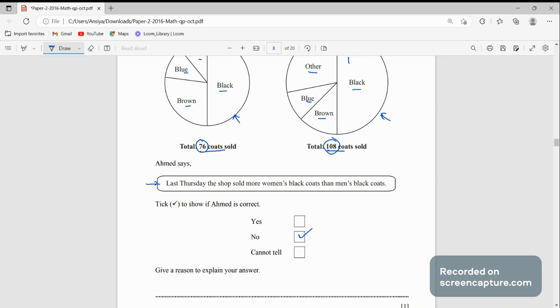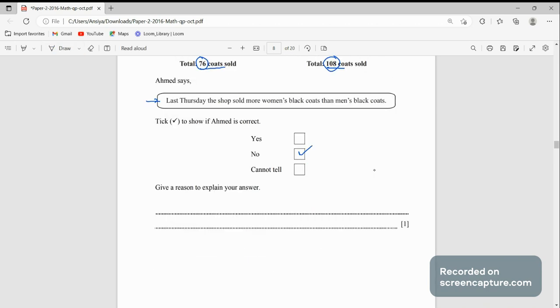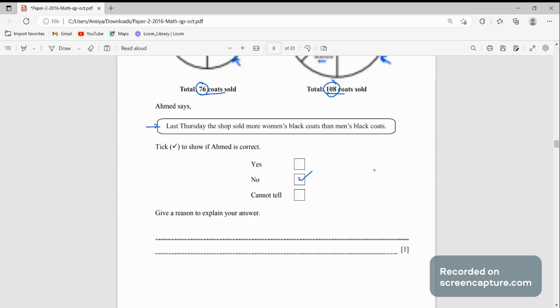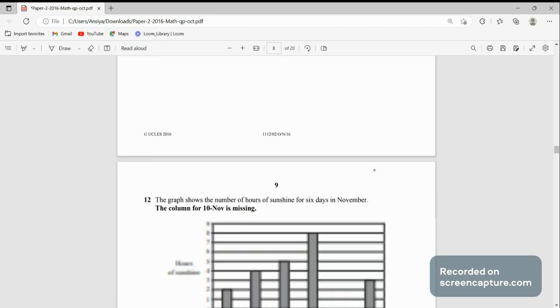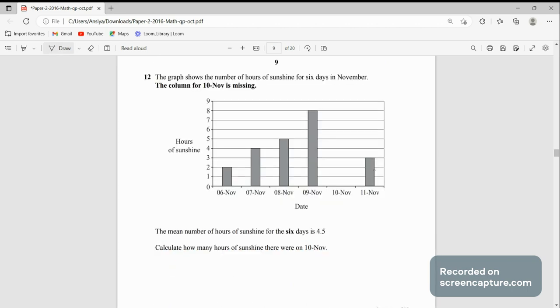So my answer is no. Okay, and we need to write the reason here by mentioning that 76 and 108. And here also everyone's reason will be different, but that one should make sense. That's it. Clear? Next, question number 12.